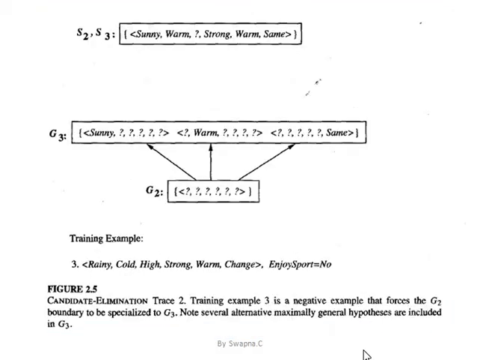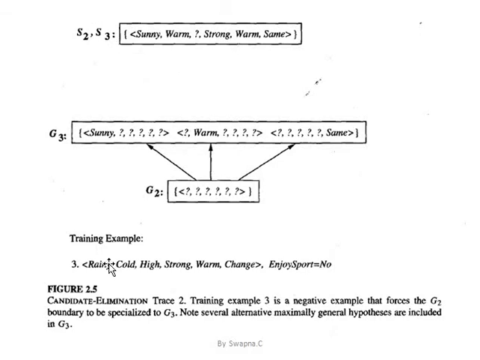Next we go for the third training example. What are the attribute values? This is the third training example. Its target concept value is No, which means it is a negative training example, and the attribute values are rainy, cold, high, strong, warm and change. Since we encountered a negative training example, we keep the same more specific hypothesis, with the same values present in S2. So the attribute values in S2 now become S3 with the same attribute values.